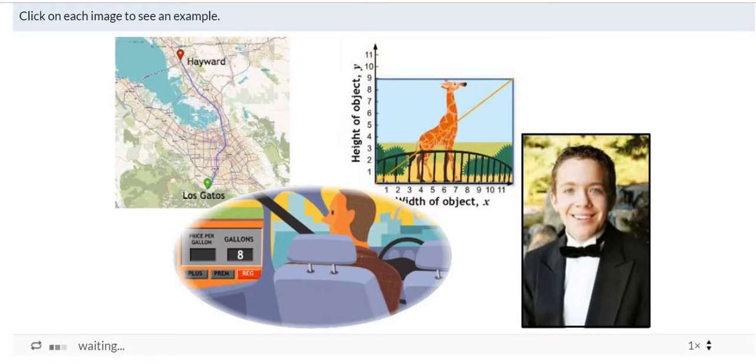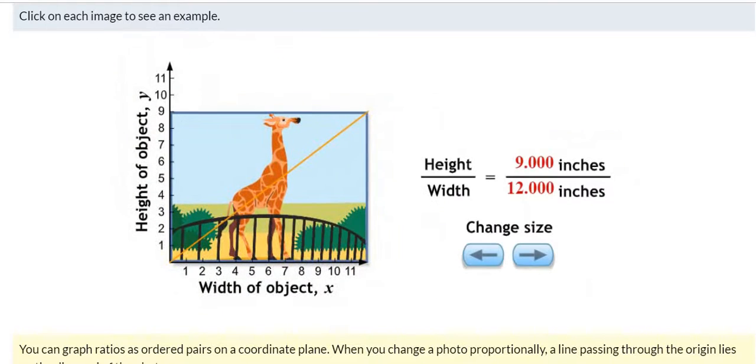The giraffe. What do we remember about the giraffe picture? Distorted, yes. There's a fancy word for it. Proportionality, with that diagonal line. It was the grass from tree to tree.